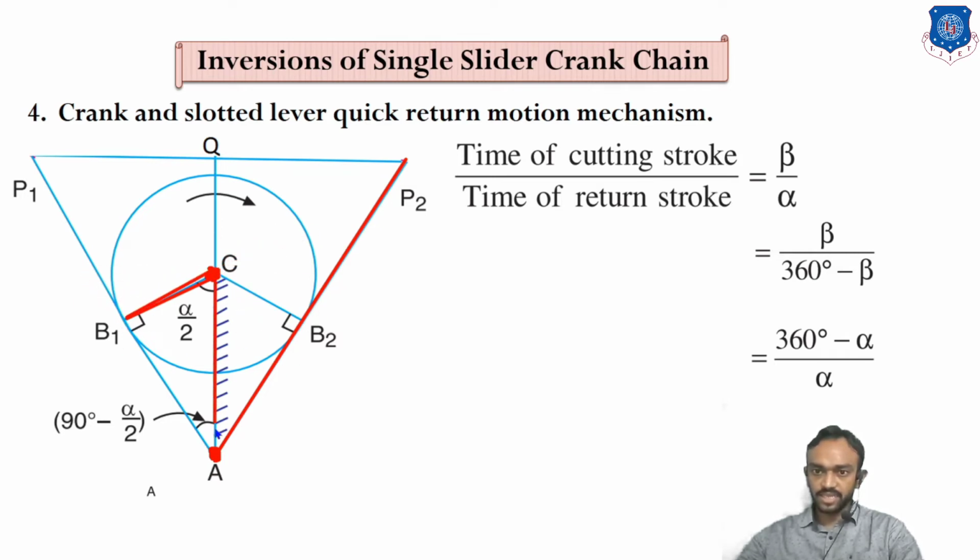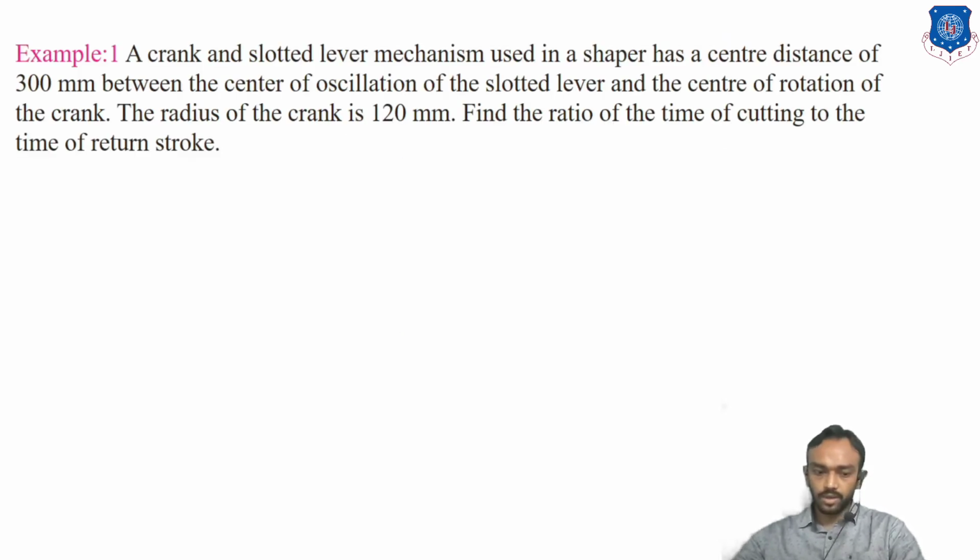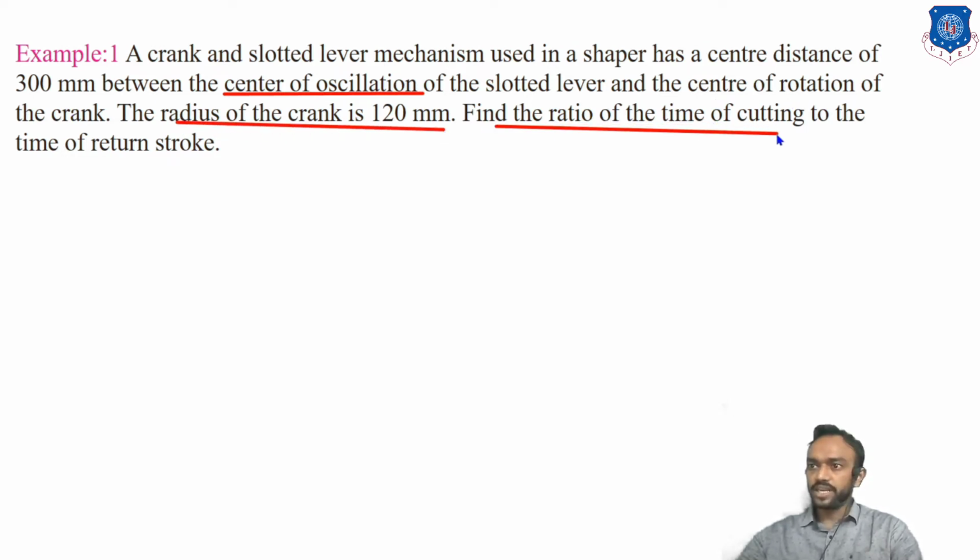Sometimes this AC distance is also given, the distance between the two centers. In this case this distance is given, which is 300, the distance between the center of oscillation of the slotted lever and the center of rotation of the crank. The radius of the crank is 120. We have to find the cutting ratio, the cutting to return ratio.